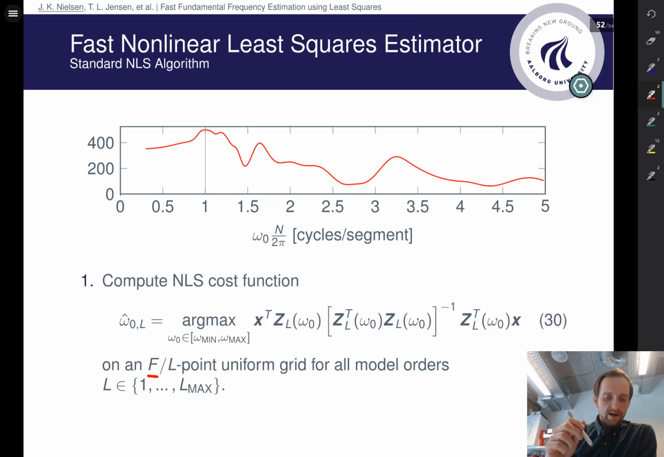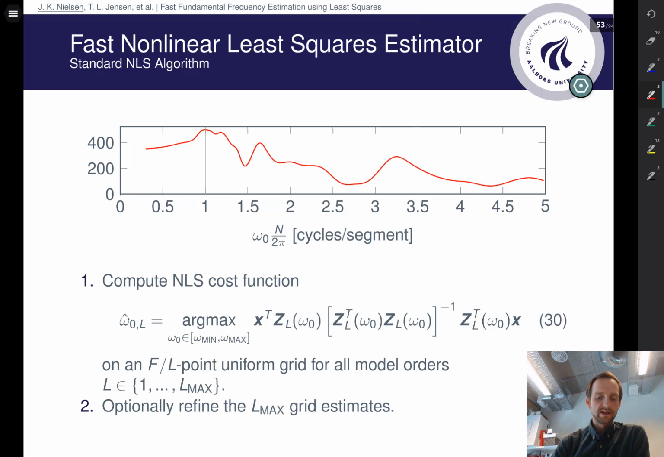And we have to find an estimate on this grid for all candidate model orders. So this is the first step. The second step is that we can then refine these estimates. Assume that our grid-based estimate will produce an estimate here, for example, and the neighboring points are here and here. Then the refinement procedure will be a simple line search within this interval here. That will hopefully bring us up here.